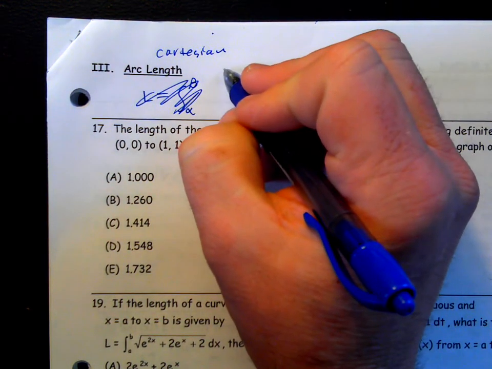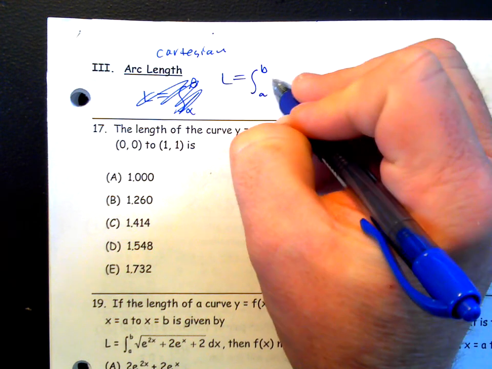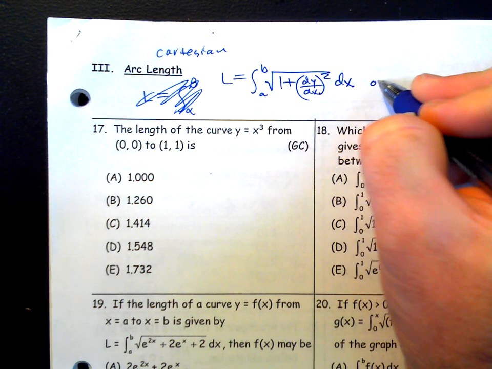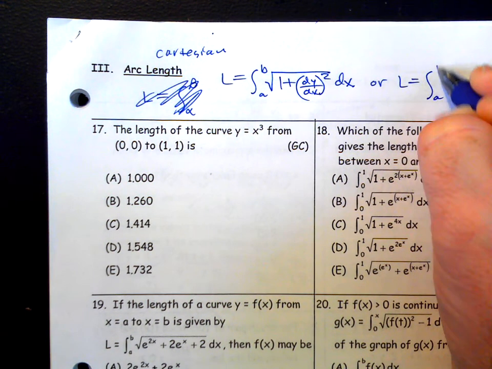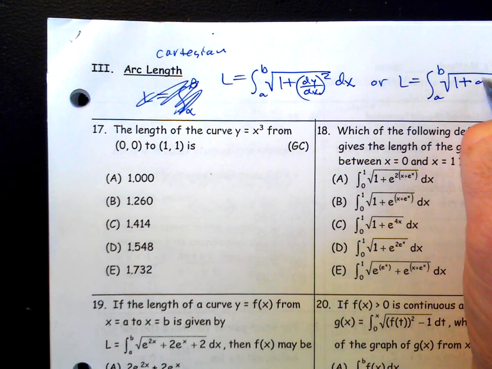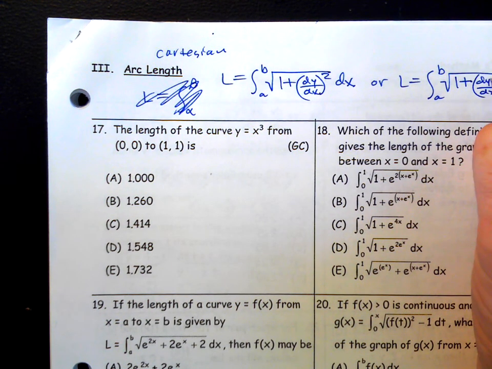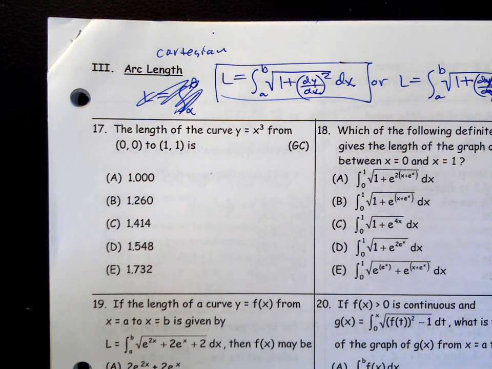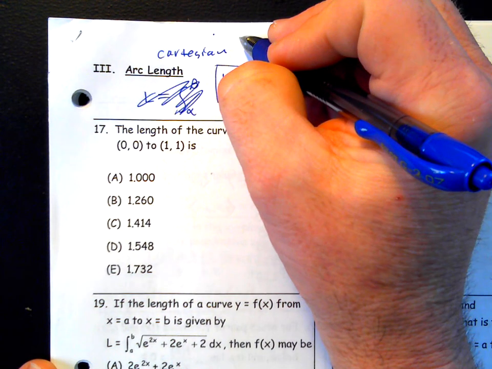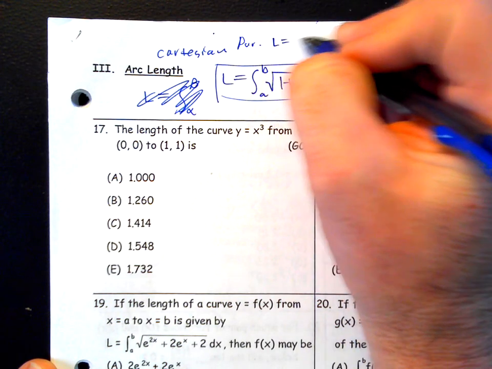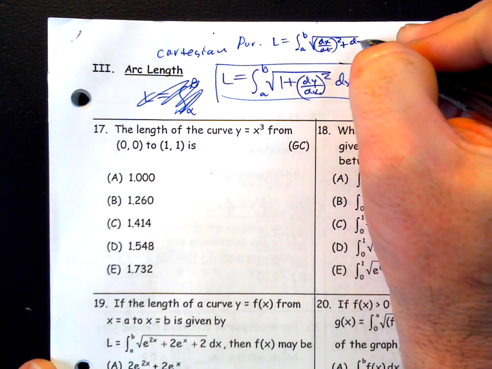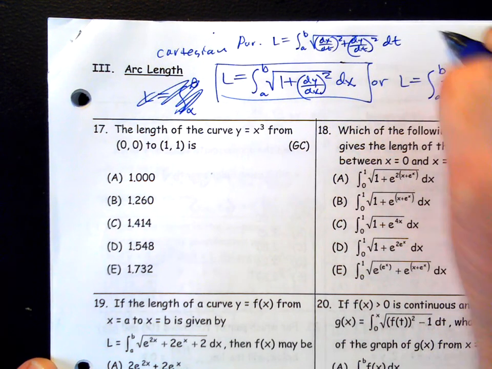And so what it ends up giving you is the integral of the square root of 1 plus dy dx squared dx. Or you could do it in terms of y, and it'd be 1 plus dx dy squared dy. I don't think you're going to do that, so it's probably this one. Now, this one looks a lot like those other equations for slope. For parametrics, the arc length or total distance was the square root of dx dt squared plus dy dt squared dt.